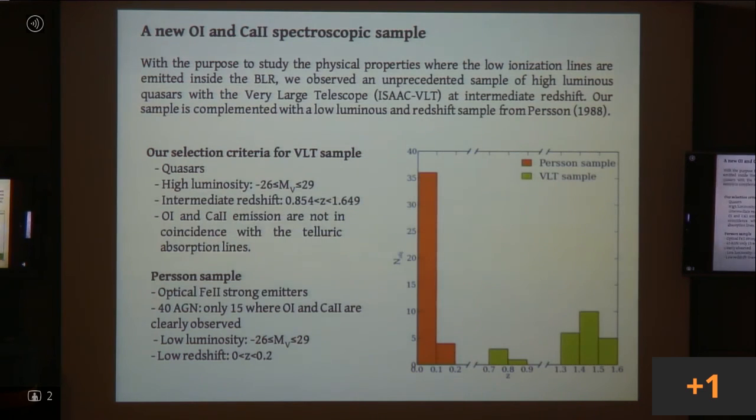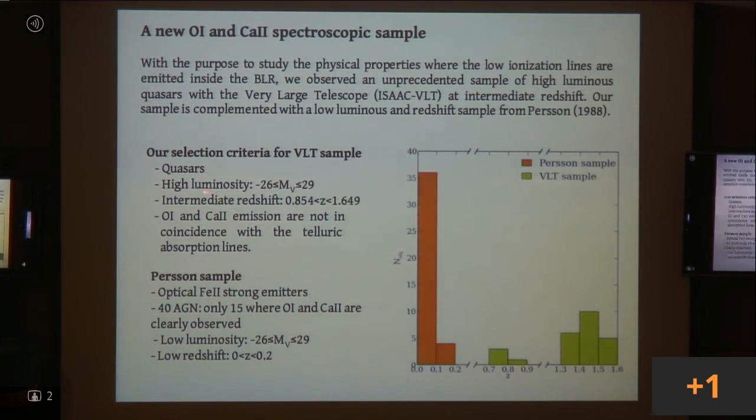And our sample is complementary with that of Persson. He selected strong Fe2 emitters. Only 5 of his objects were calcium 2 emitters and low luminosity and low redshift. We selected high luminosity objects. We observed with a very large telescope and a spectrograph named ISAAC, which is no longer there. Well, they have a better one.